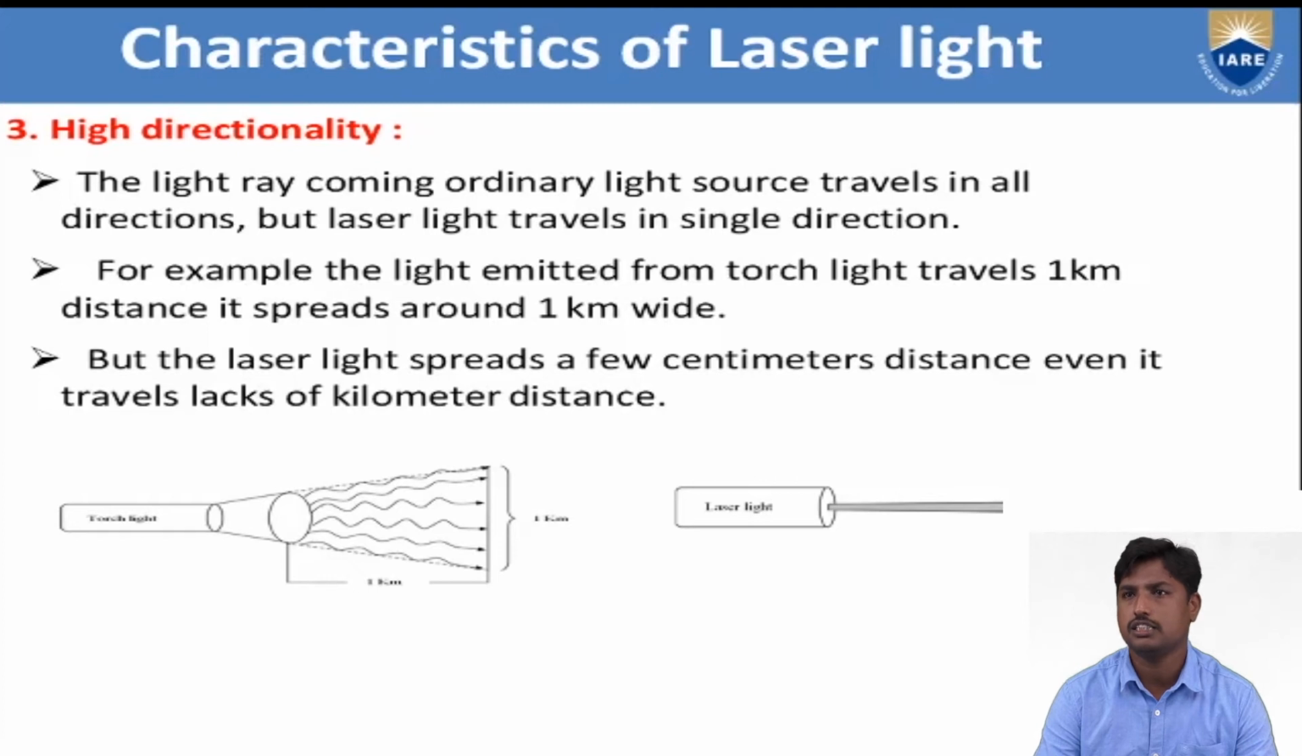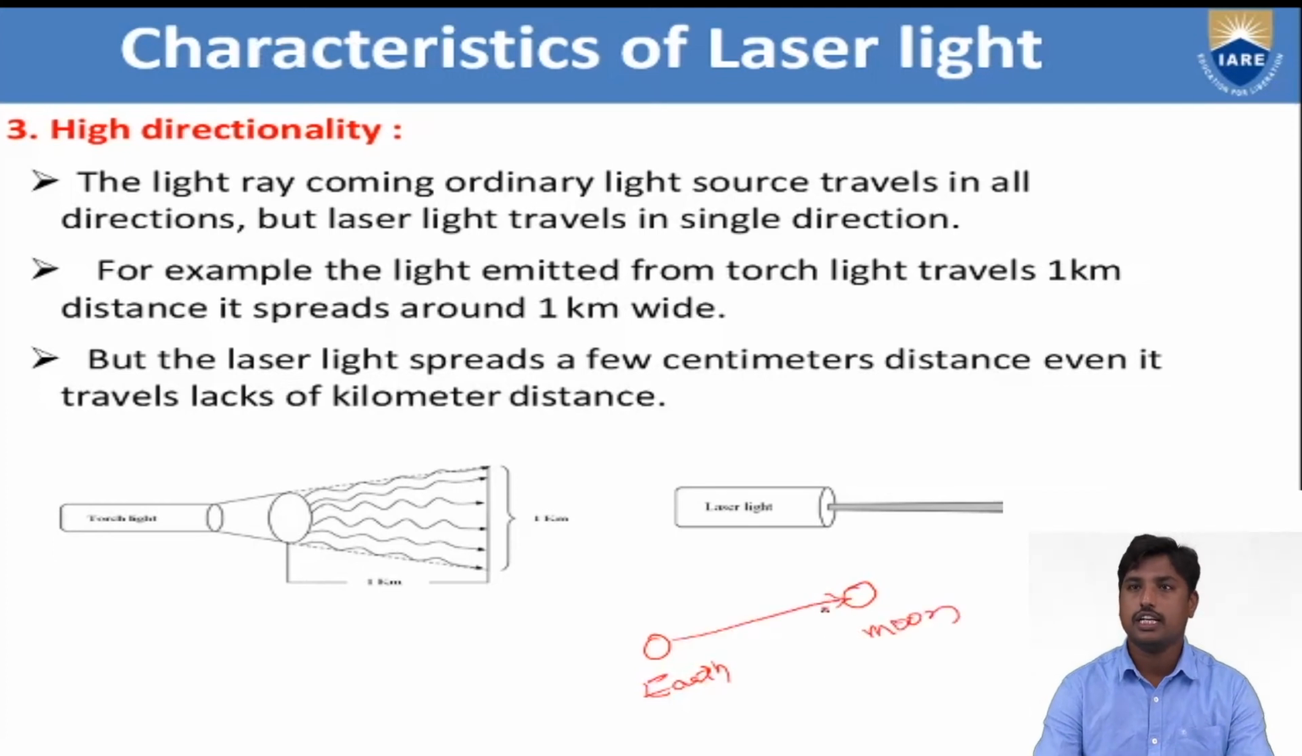But laser light spreads only a few centimeters, even when it travels lakhs of kilometers. Even when it travels lakhs of kilometers, it spreads over only millimeters or centimeters. That's why laser light is used nowadays, and it is transmitted from Earth to the Moon also. Imagine how far that is, yet the laser light spreads only a few centimeters. So lasers have high directionality. This is called directionality.